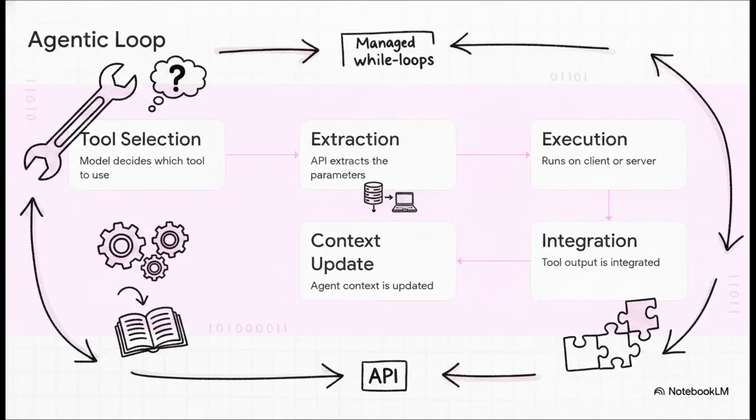What's genuinely fascinating here is how beautifully this simplifies complex back-end orchestration. Instead of you having to write endless, messy while loops in your own code, the Responses API manages this exact five-step flow internally. It handles tool selection, it extracts the parameters, it executes the tool, whether that's on your client or securely on the server, it integrates the output, and then it updates the context. It is quite literally a fully managed agentic loop.